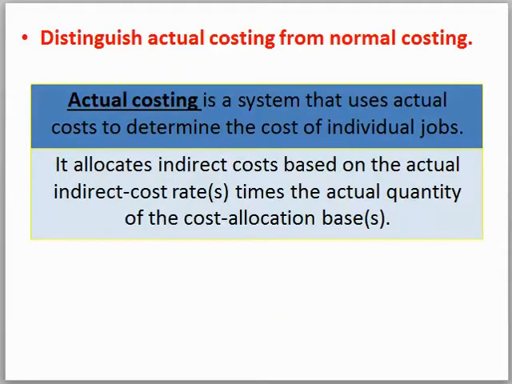Distinguish between actual costing and normal costing. What is the difference between actual costing and normal costing? Actual costing is a system that uses actual costs to determine the cost of individual jobs. It allocates indirect costs based on the actual indirect cost rates times the actual quantity of the cost allocation base. So, actual costing is based on actual rates times actual base.